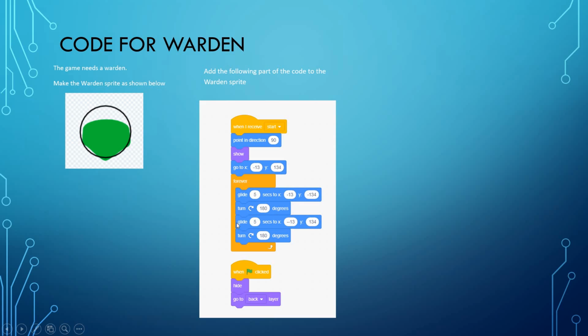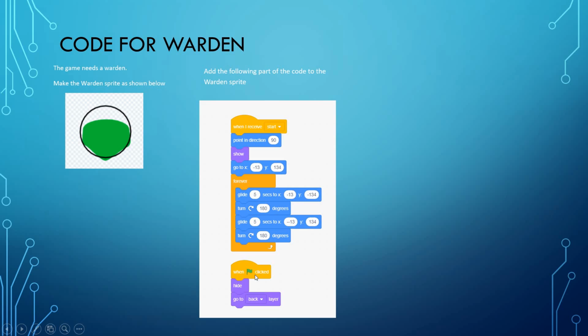So what happens after we receive start? It points in direction 90, that is downwards as shown, and then it shows, meaning it's hidden at the start, and then it gets shown. It goes to a specific location, glides there in case it is positioned somewhere else, turns 180 degrees, meaning if it's pointing up, it turns down, goes down, and then glides 5 seconds to minus 13, y 134. So meaning it just goes up again, goes down, goes up, goes down. And then this is the code in the starting.